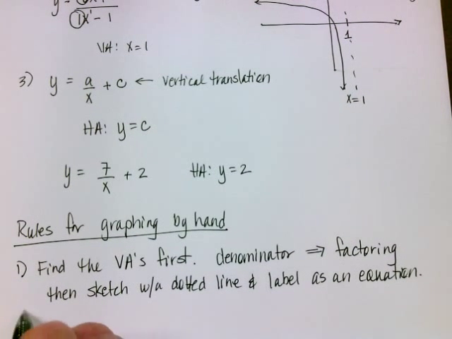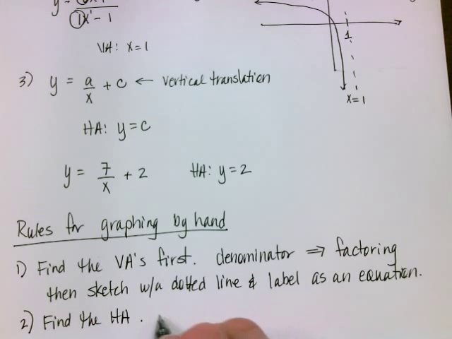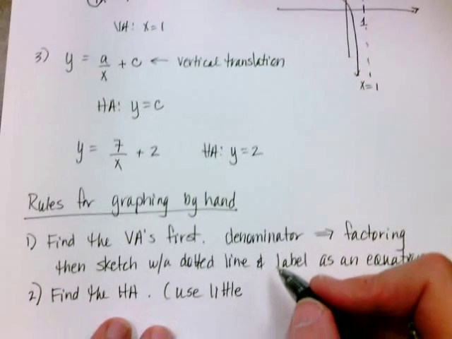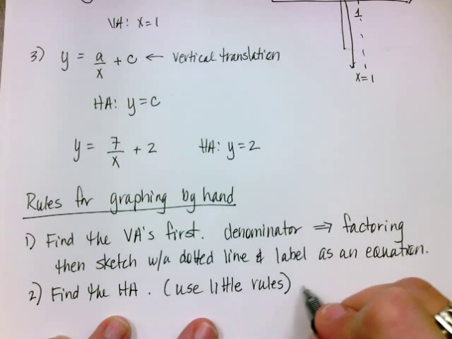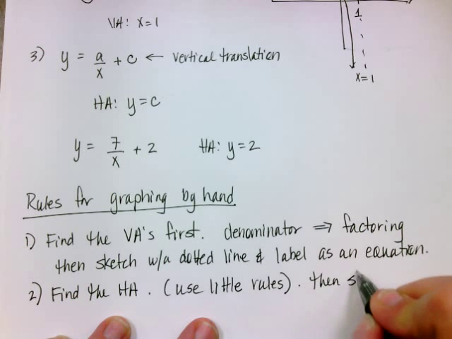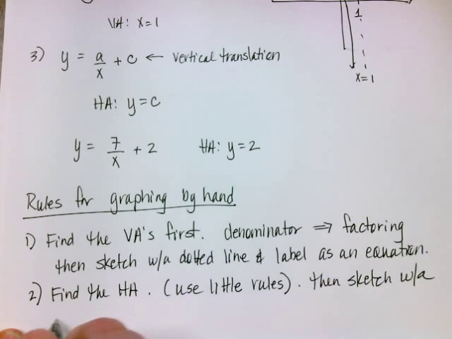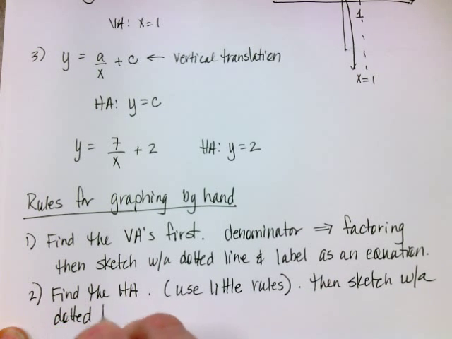Okay. My second step is going to be to find the horizontal asymptote, and remember that those come from our little rules. There's only 2 of them, technically 3 so far. We'll get another couple of rules later, little rules. Okay, and then I'm going to sketch it with a dotted line and label it as an equation.